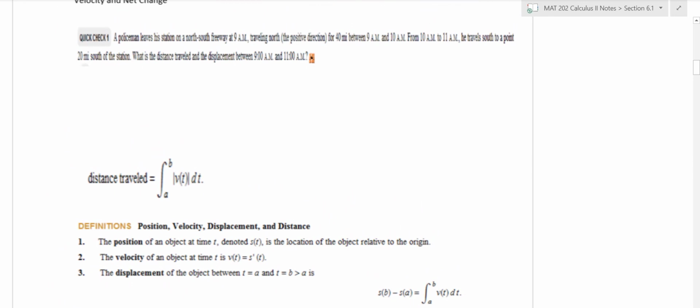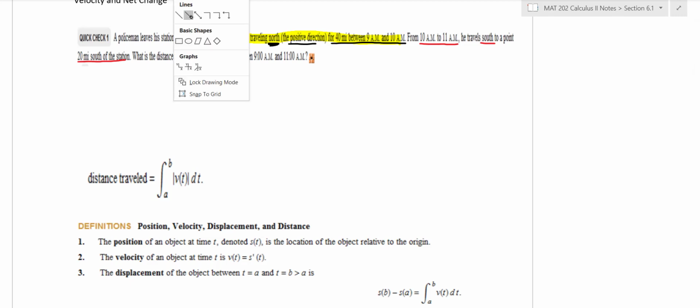All right, so let's take a look at this question and see what we've got going on here. It says a policeman leaves the station on a north-south freeway at 9 a.m., so that's the beginning, and he's going north, that's the positive direction, for 40 miles between 9 and 10 a.m. That's the first part of the journey. Then from 10 to 11, he travels south to a point that's 20 miles south of the station. The station is going to be the beginning point. So we're going to draw a diagram and answer a couple of simple questions.